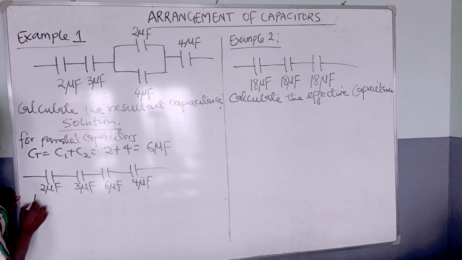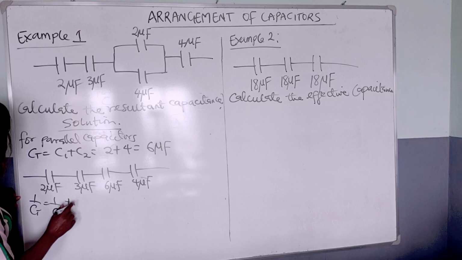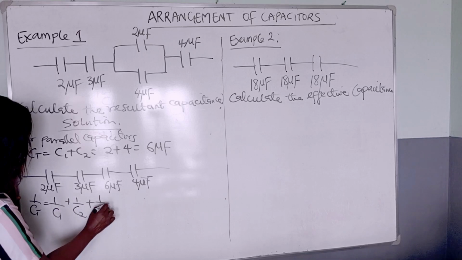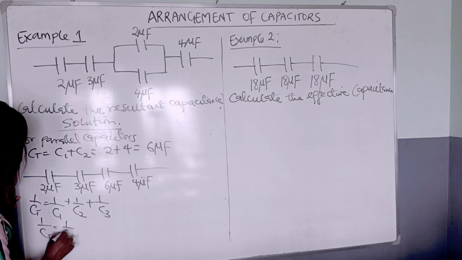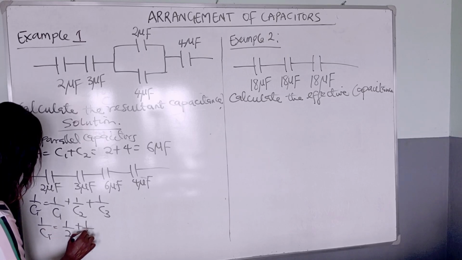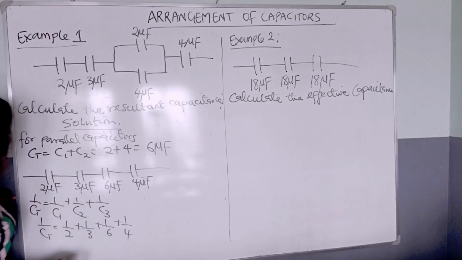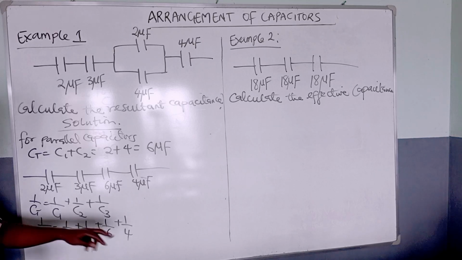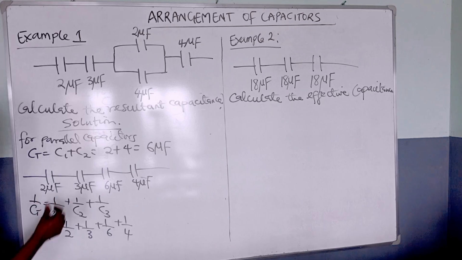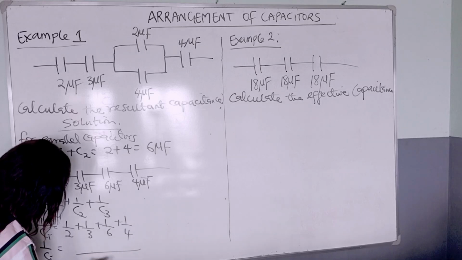And series connection is 1 over Ct is equal to 1 over C1 plus 1 over C2 plus 1 over C3. So 1 over C total is equal to 1 over 2 plus 1 over 3 plus 1 over 6 plus 1 over 4. Now looking at it, what do we do? I'm going to find the LCM. The LCM of 2, 3, 6 and 4 is what? 12. So I'm going to have 1 over Ct is equal to 12.